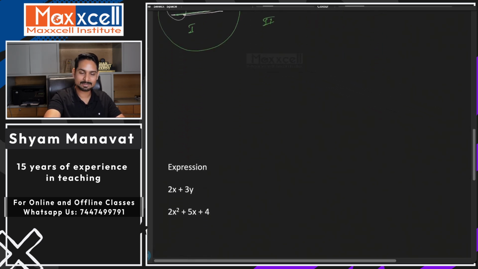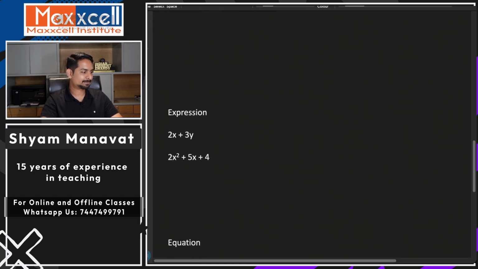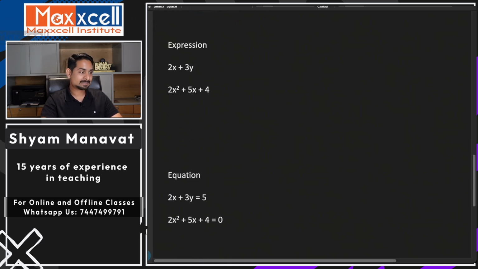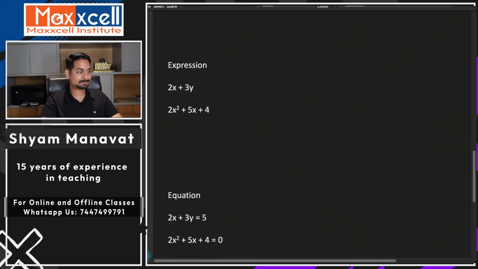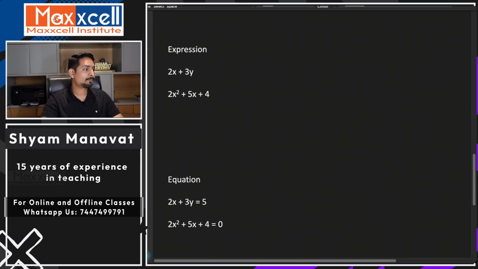Let's learn some more terminologies here. One is expression, second is equation, and third is inequalities. What are the differences between them? It's simple. When you don't have an equal sign. Do you see any equal sign here? No. That's an expression. Do you see any equal sign here? No. That is an expression again. Tell me one thing. What is the order of this expression?